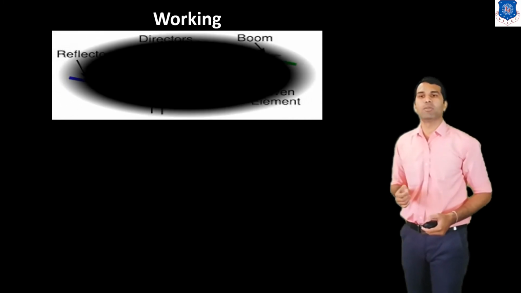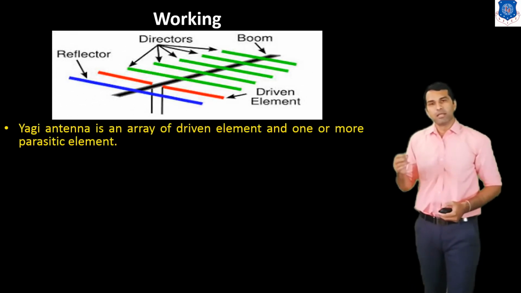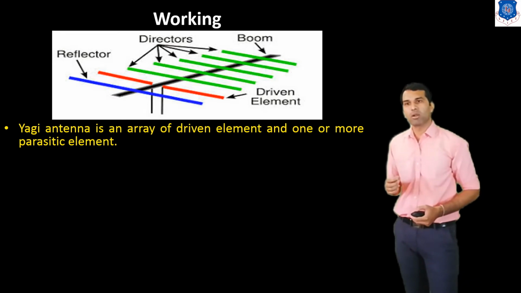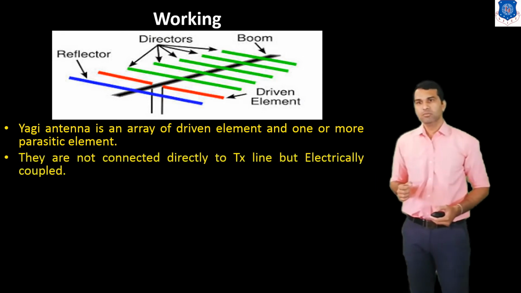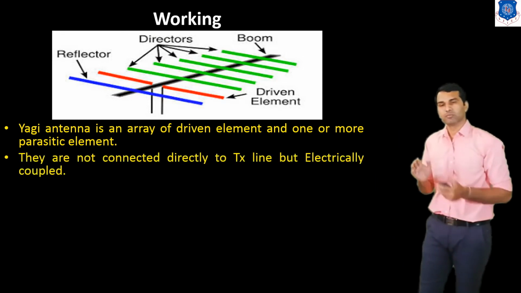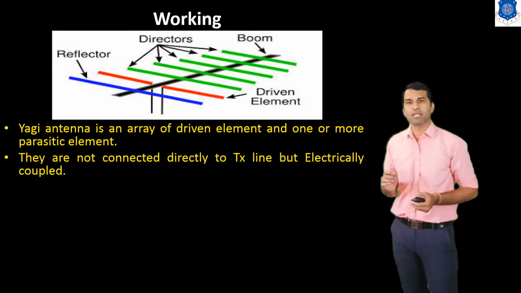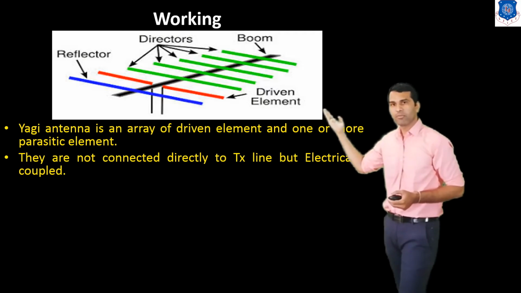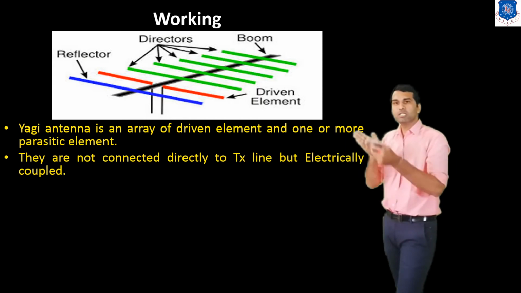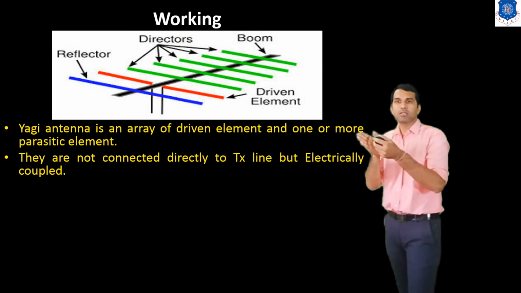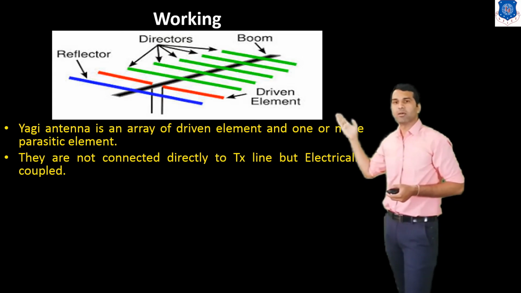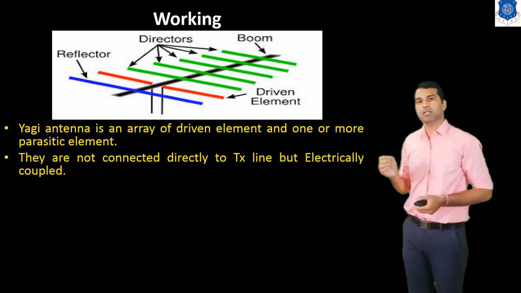Now the working of the Yagi-Uda antenna. The Yagi-Uda antenna is an array of a driven element and one or more parasitic elements. They are not connected directly to the transmission line but are electrically coupled. Here we can see this is a driven element, so we give supply to this driven element only. The driven element is not directly connected with the director or the reflector, but it is electrically coupled with each other.